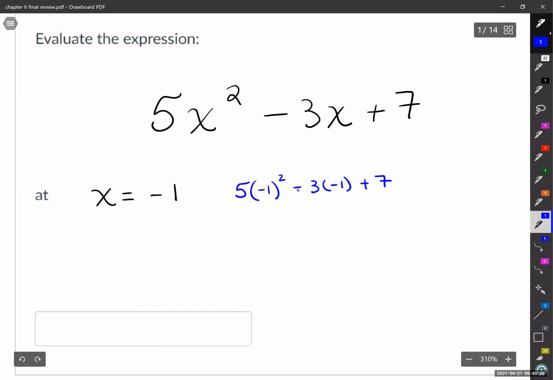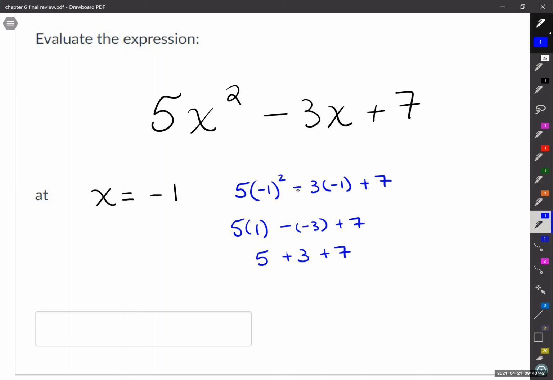So here we know the -1 is all being squared, so that would make it a +1. Now 3 times -1 is a -3. Subtracting a -3 becomes positive, so we get 5 plus 3 plus 7. So did y'all get 15 is the answer?